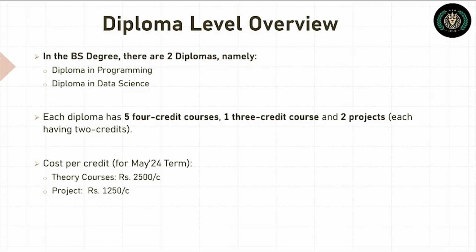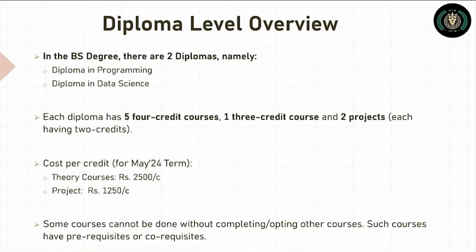For theory courses, the cost per credit is 2500. That roughly translates to 10,000 for every 4-credit course and 7,500 for a 3-credit course. On the other hand, the project courses cost 2,500 each, that is 1,250 per credit.